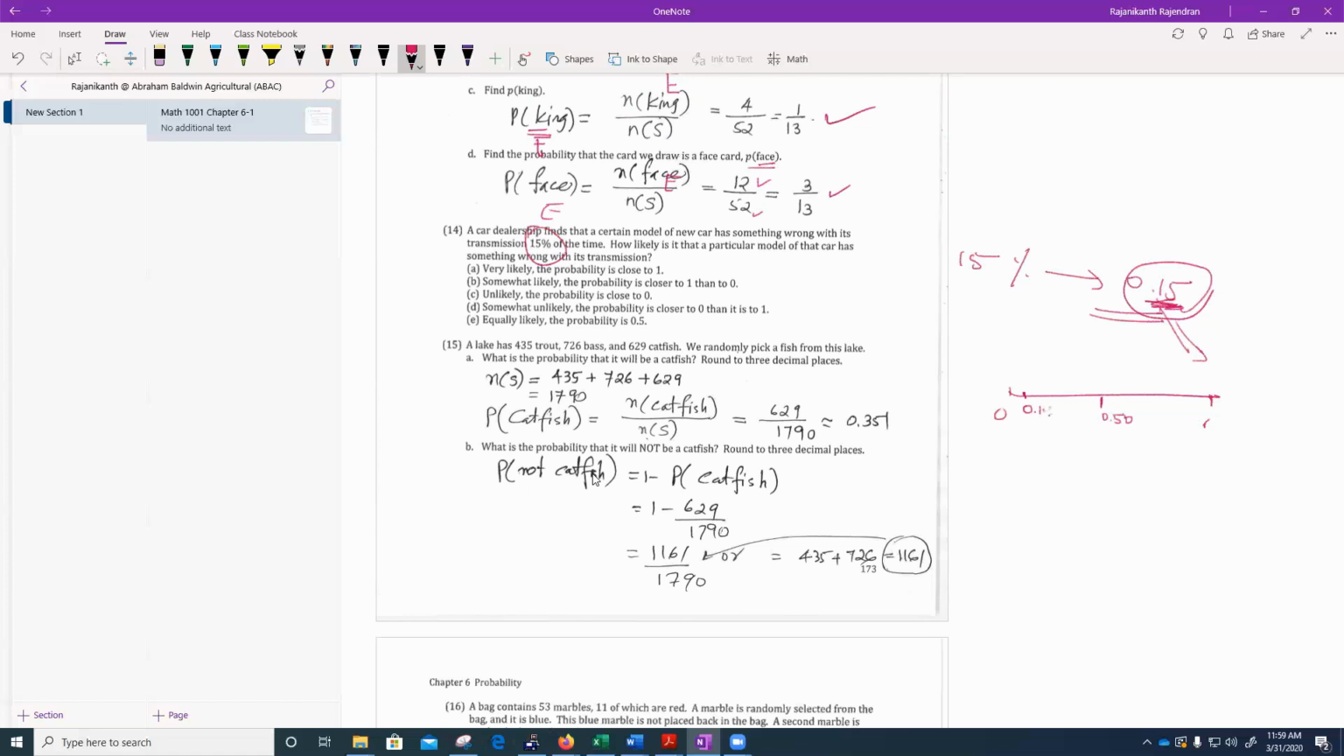So then what is your guess? Do you think that A is the correct one? Very likely? No, it is not. It is not close to 1. 1 is here, very far from 1, this number. So let's look at B. Somewhat likely, closer to 1 than 0? No, it is close to 0, so it is not possible. Okay, your answer may be either C or D, right?